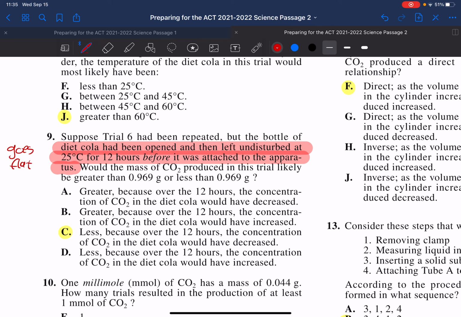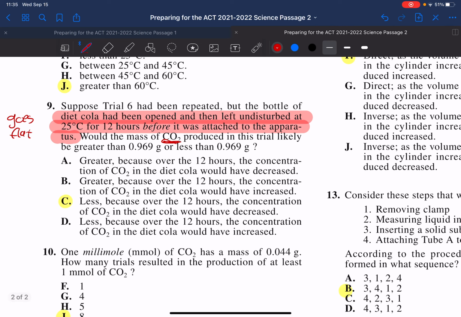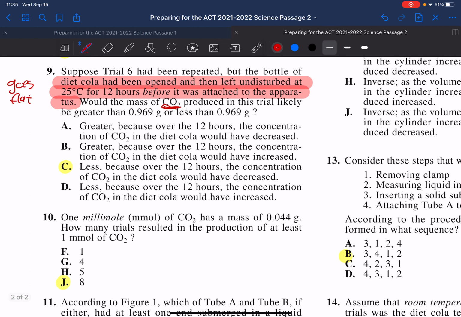And so when it goes flat, what happens? Well, it's not as fizzy. And when it's not as fizzy, there's not as much gas in the soda. So the question is, would the mass of CO2, that's the gas we're collecting, produced likely be greater than or less than? And so the answer is letter C, less than, because over the 12 hours, the concentration of CO2 in the cola would have decreased. This is exactly what happens when the soda goes flat. There is still some when you drink a flat soda, it's just you can barely taste it because it's almost not even there.